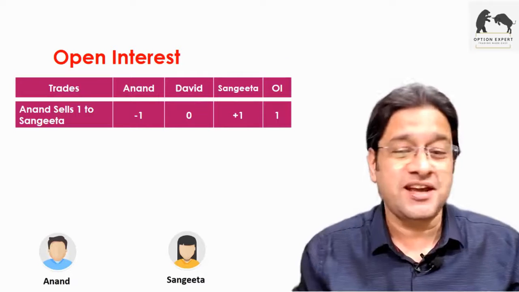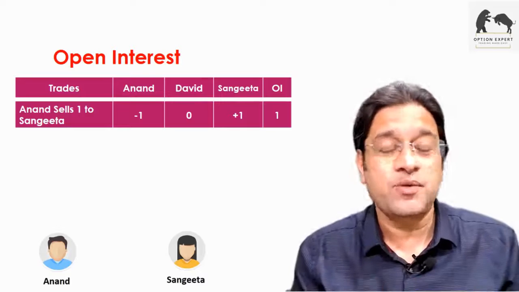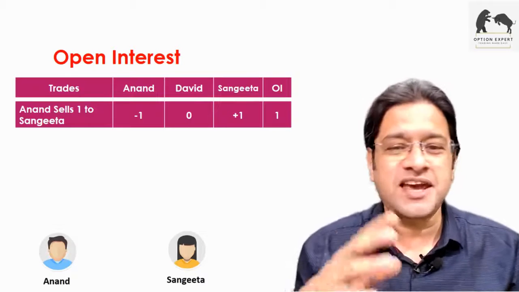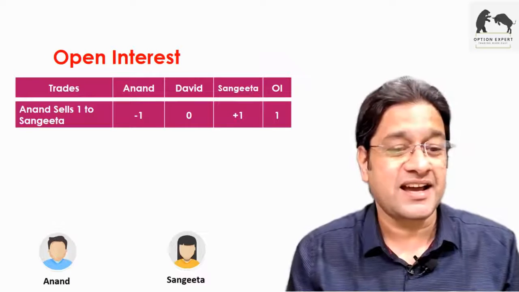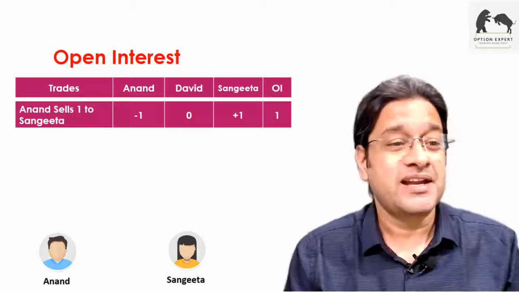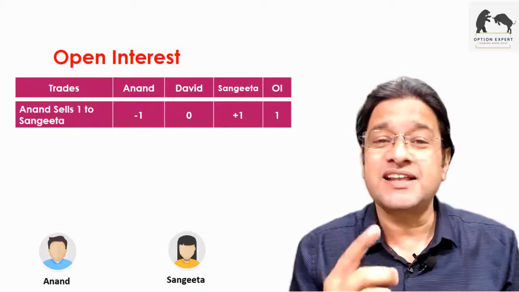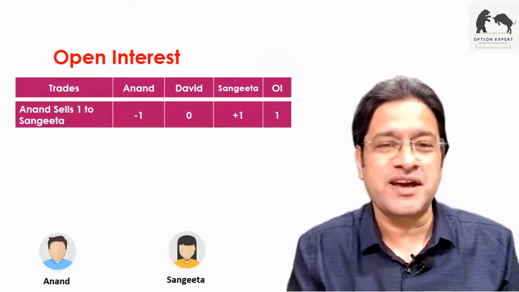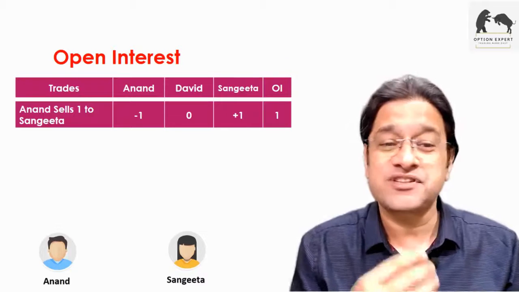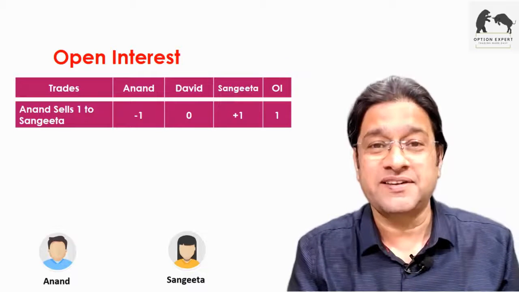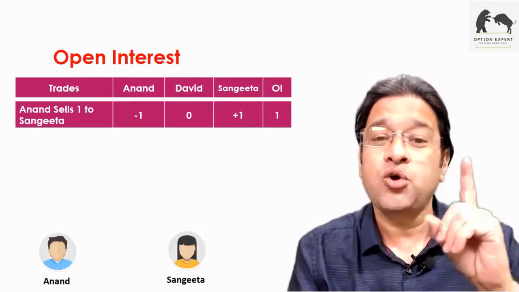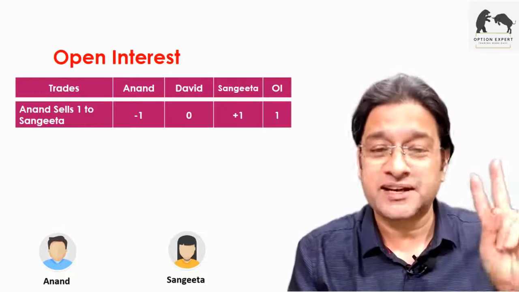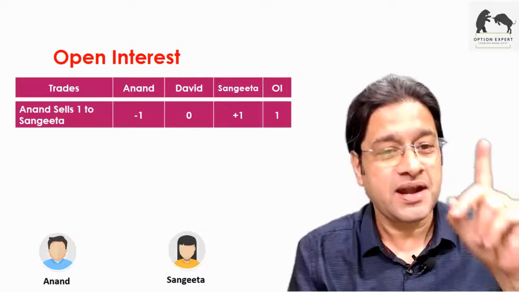Now, let's try and understand this with an example. I would like to take two characters, Anand and Sangeeta. Anand sells one contract to Sangeeta. When Anand is selling, it is -1, as he is the seller, and for Sangeeta, it is +1. The open interest is only one. There are two parties, one trade, but the open interest is one.